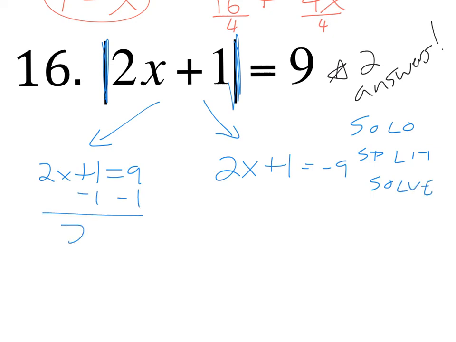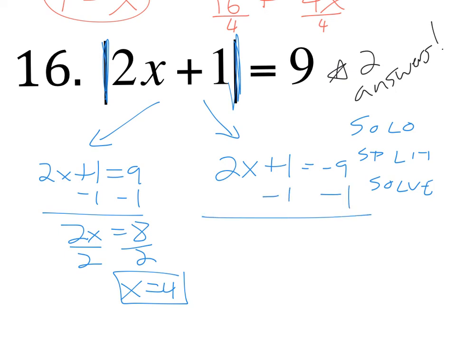These are pretty simple equations to solve. 2x equals 8. X is equal to 4. Minus 1 on this equation. 2x is equal to negative 10. X is equal to negative 5.